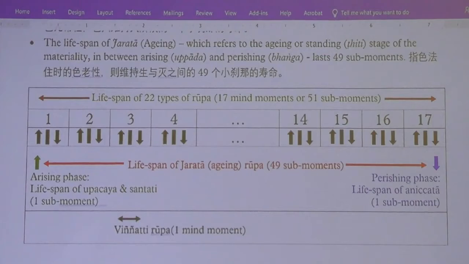Now you can understand according to this process. These three arrows mean the three sub-mind movements of the one mind movement. Now you can see the rupa's lifespan.